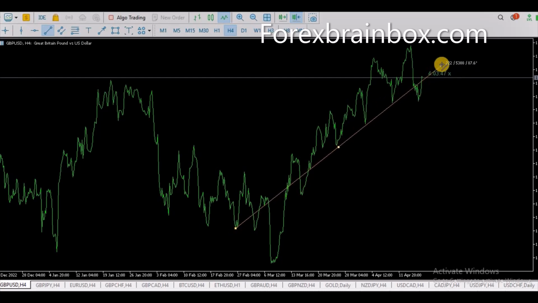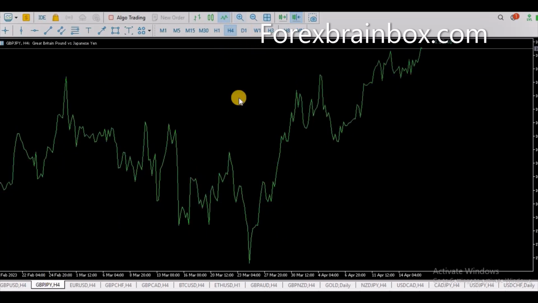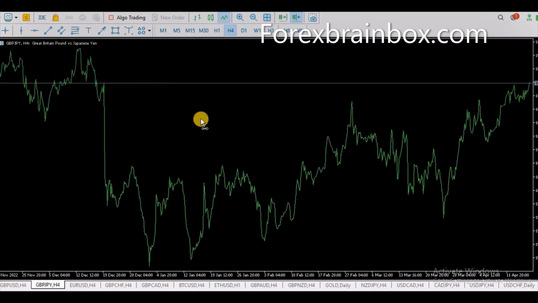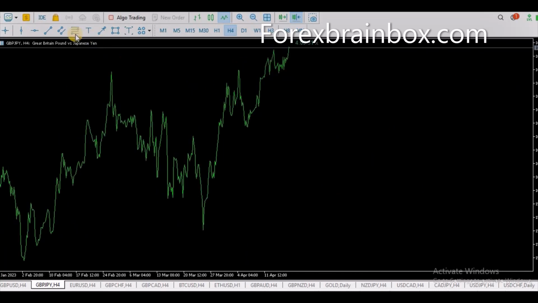I do not like this trend. It's too slanted. So let's look for something else, if you can find any here. Shrink your charts. Okay, yeah, there's one here. It's a trend line here. Very cool trend line.